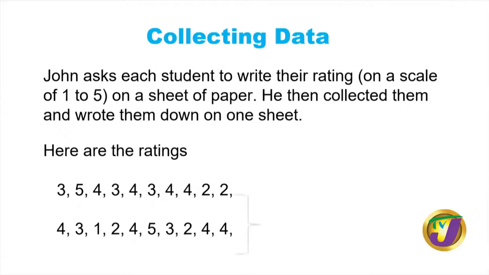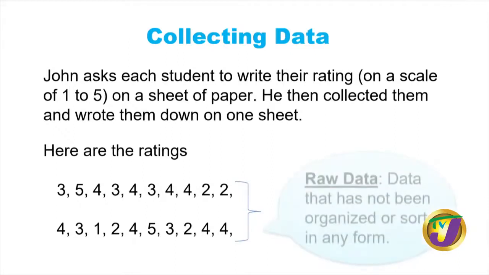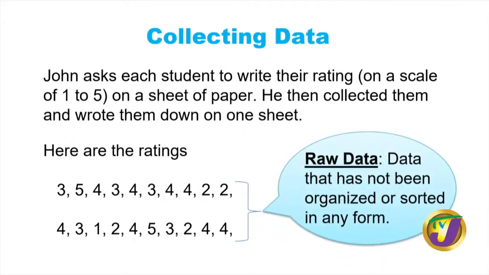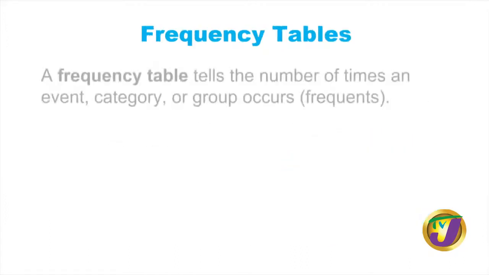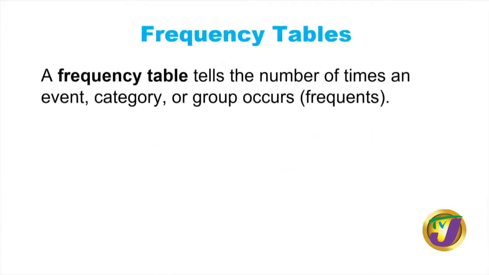This is looking a little bit like what we call raw data. Raw data, right, that's the word, raw data. So this is data that has not been organized or sorted in any form. Right. So John needs to do some sorting, no? Right. Yeah. So let's help him. He can sort using frequency tables, yes?